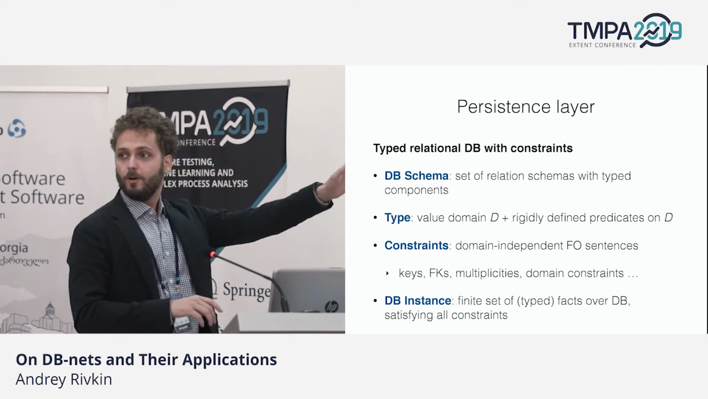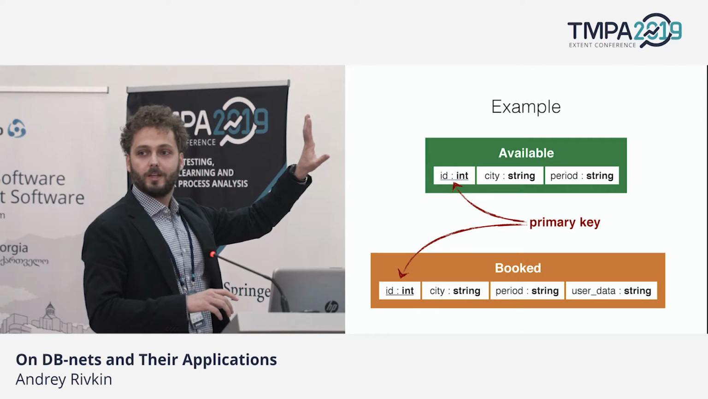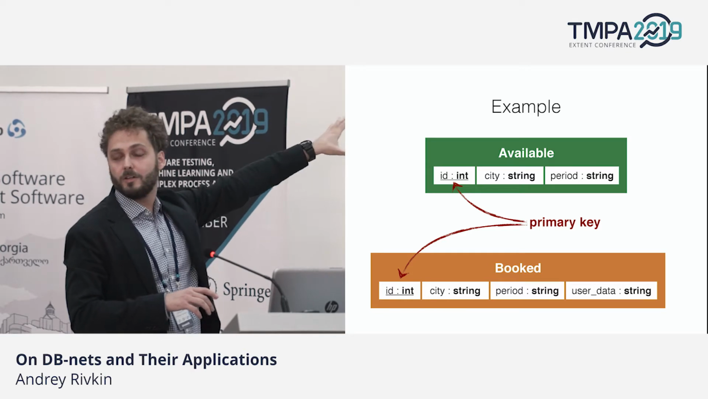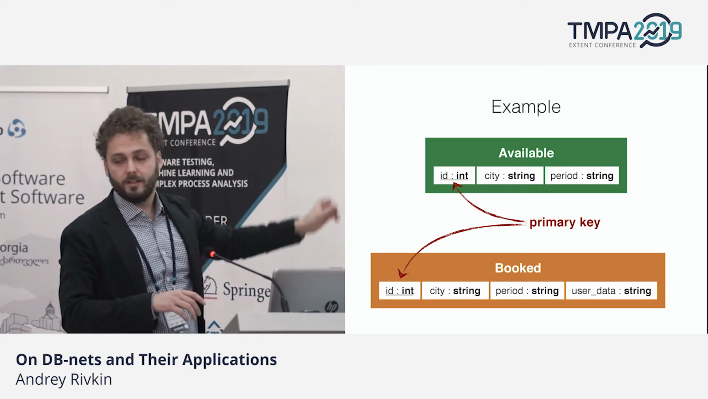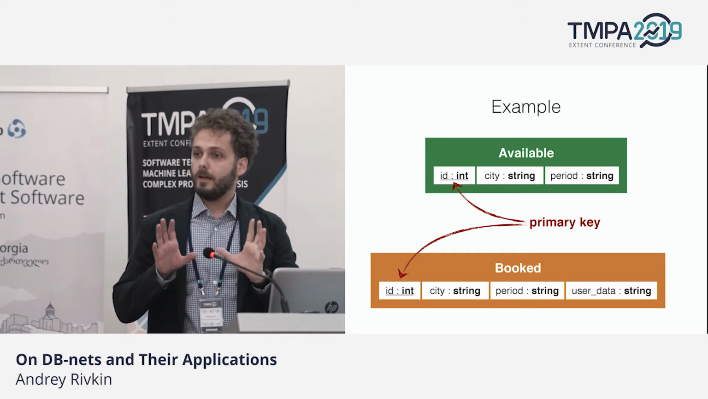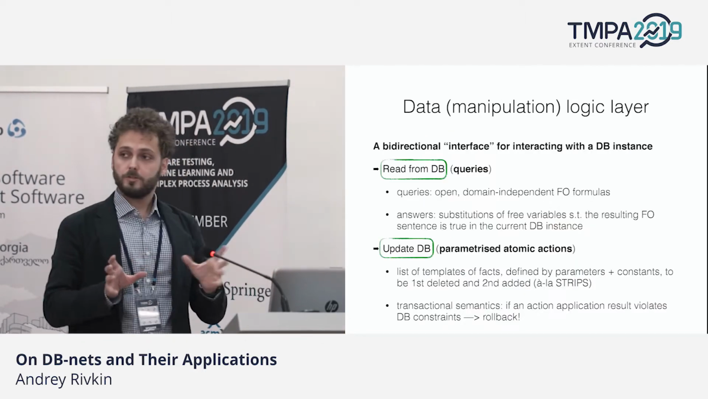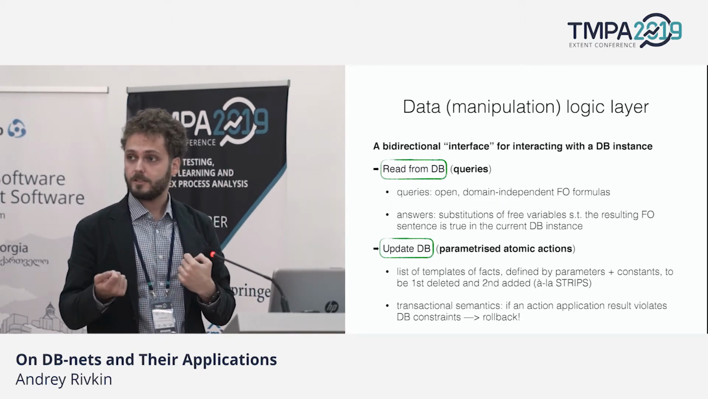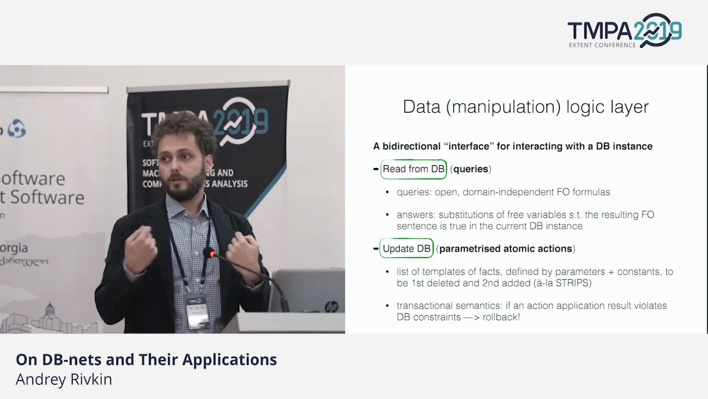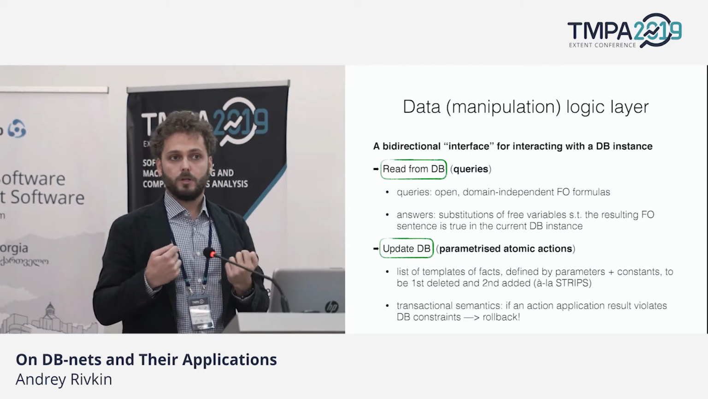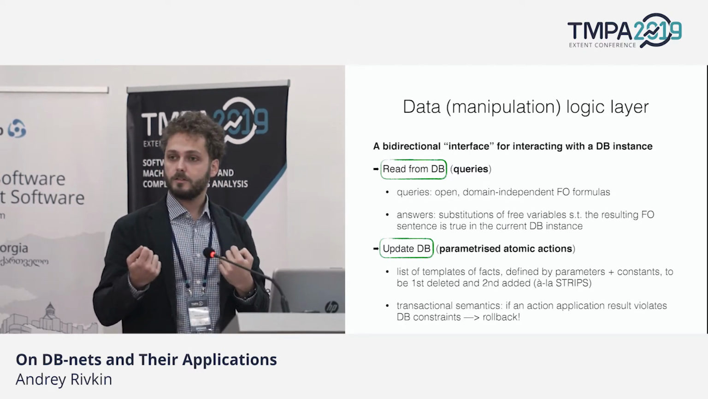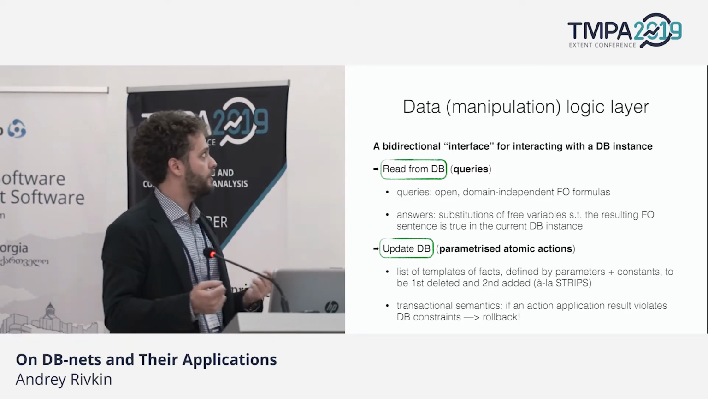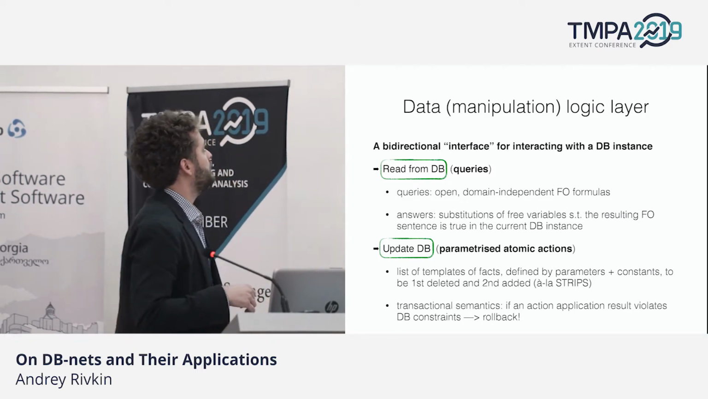And here is a simple example of two tables that we would have in the booking database: available accommodation and booked accommodation. That's all we need, and primary key constraints. Now, how do we manipulate the data? For that, we use a bidirectional interface that allows us to interact with the database itself. We can read from the database using queries. Those familiar with relational calculus know there is a correspondence between relational algebra and first-order logic, so we can represent everything using first-order logic here.